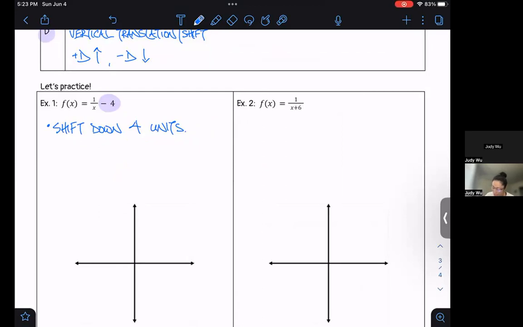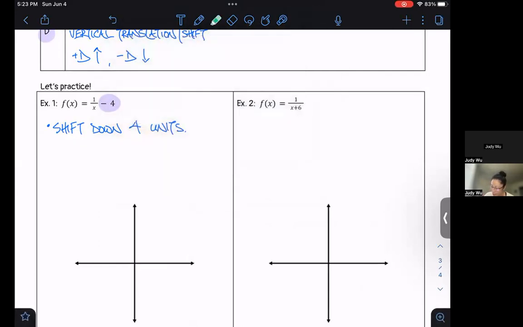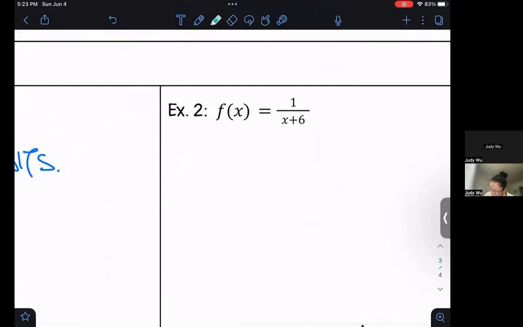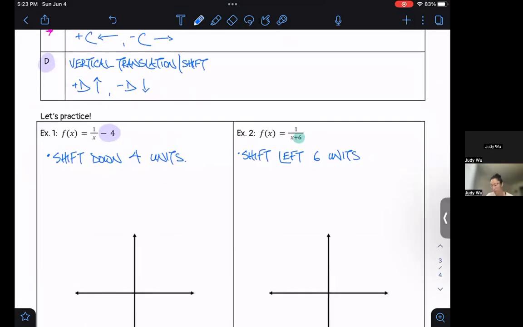While we're at it, let's take a look at example 2. Would we say that example 2 is shifting up or down by 6? I hope we would not. I hope we would recognize that this plus 6 is actually the C value. And a plus 6 means we're shifting to the left 6 units.